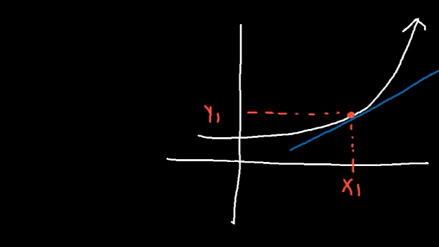So how does all of this relate to linearization? Let's draw a graph. So let's say we have a function that looks like this. And let's say we want to draw the tangent line at this point. Let's call that point x1. So the y value that corresponds to this point is y1. Now let's choose another point of interest.